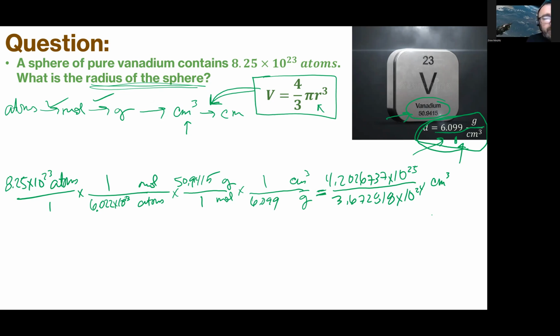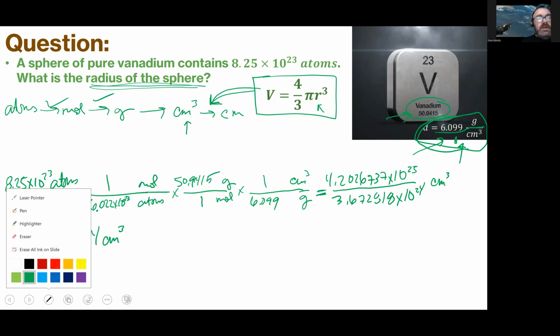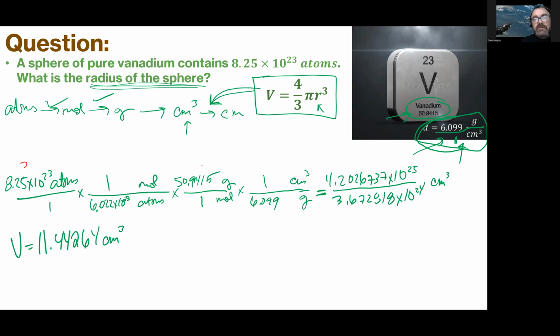I'm going to write it over here. So our volume is 11.4426, we'll give it 1 more, centimeters cubed. That's not where we're done. Let's mark this with sig figs so we can think about that. Use red. This is 3, this is 4, this is 6, this is 4. So we want 3. This needs to have 3 significant figures. We'll need that later.